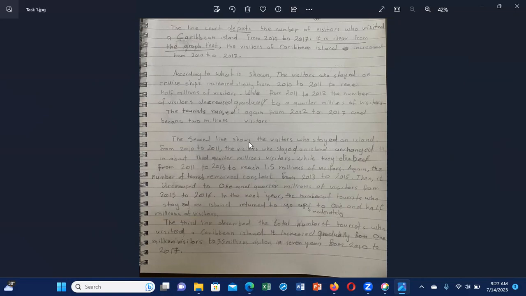You can say in short, it could be said that. I repeat, in short, it could be said that the number of tourists who visited a Caribbean island increased over the passage of time. So you're showing your lexical resources. Have you got some ideas about IELTS Task 1? Clear now?